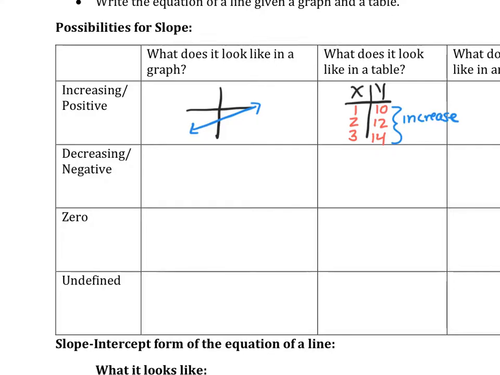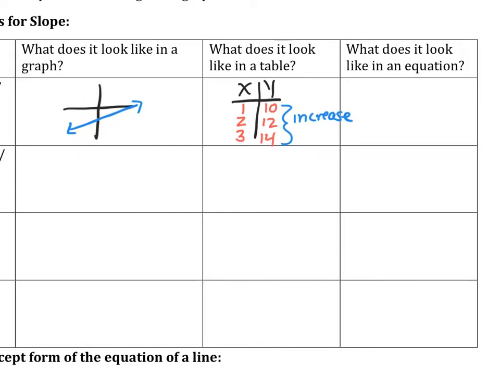In an equation, if we're looking at a positive or an increasing slope, if we're looking at the most popular y equals mx plus b, we know we have a positive or an increasing slope if this m value, the number in front of that x, is positive.